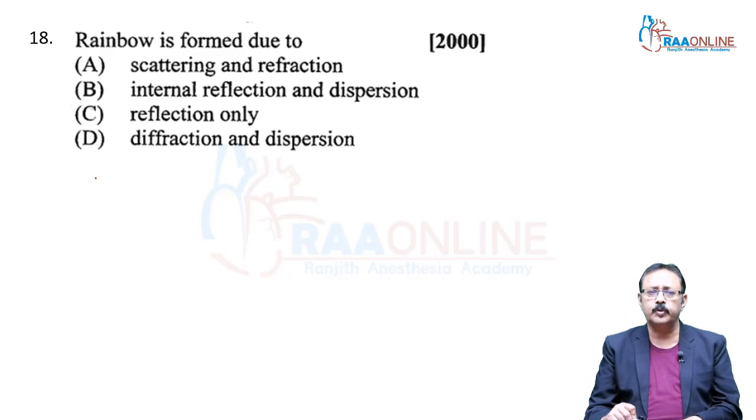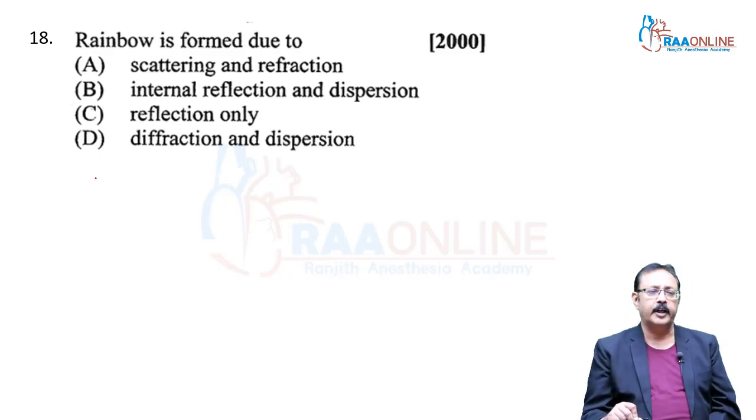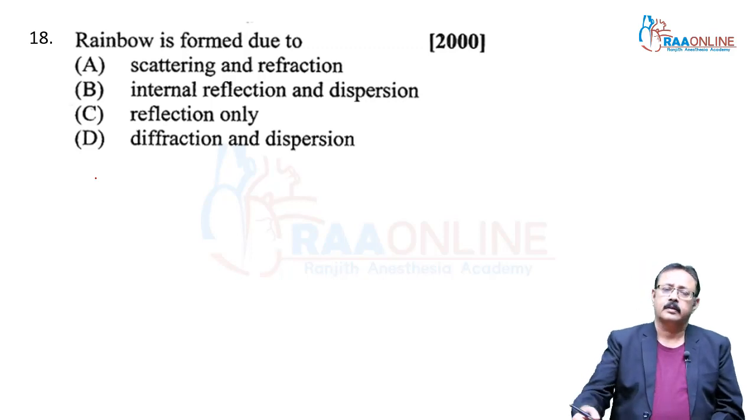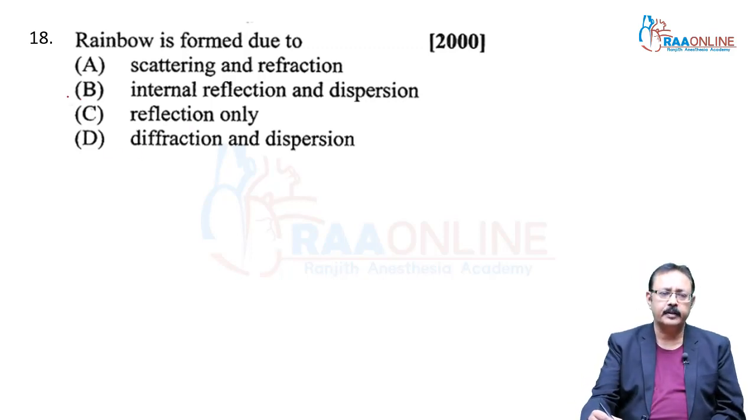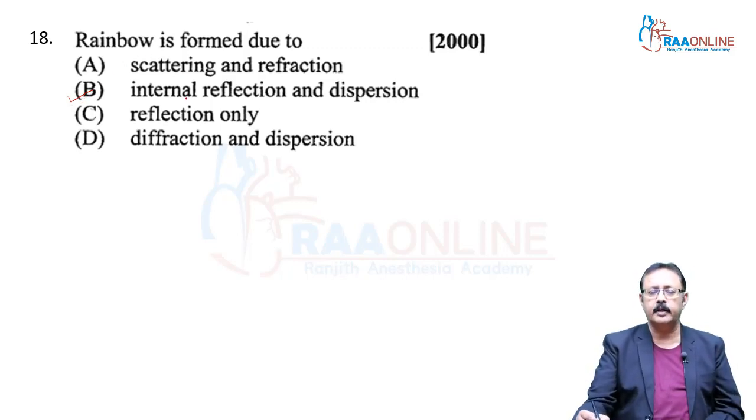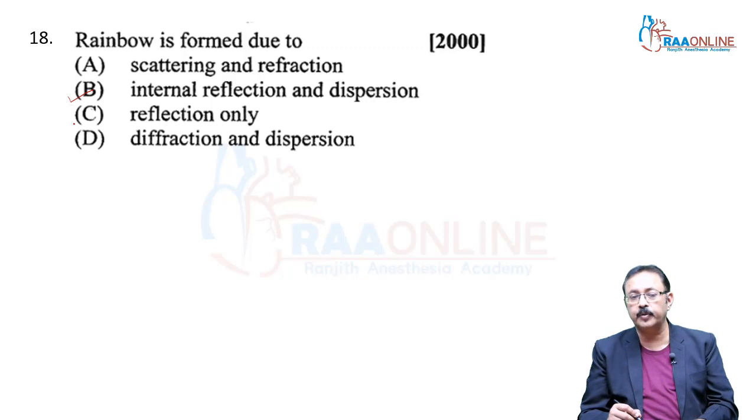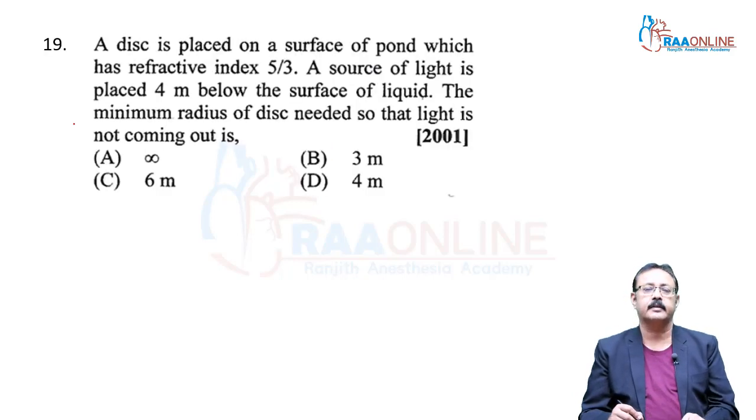Next, it is from 2000 AIPMT. Rainbow is formed due to. Rainbow is the combination of refraction and total internal reflection. So for this, which answer should we go with? Internal reflection, and rainbow means 7 colors. 7 colors means dispersion. So internal reflection and dispersion. So we will go with option B. Colors are not due to diffraction or interference.